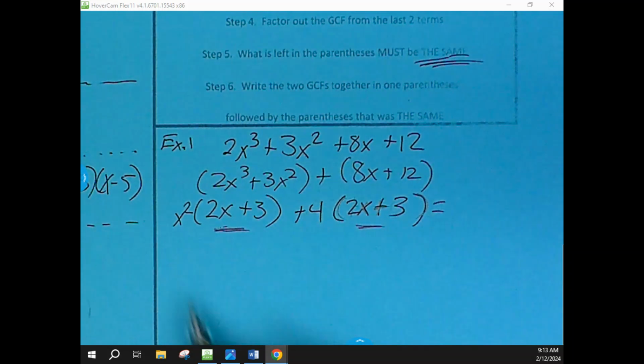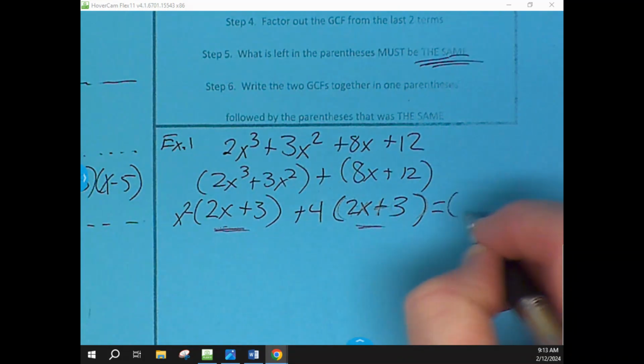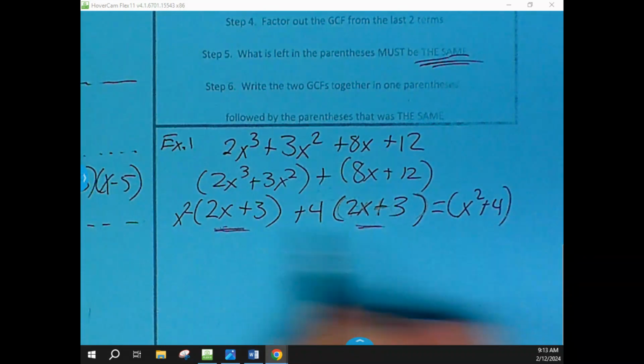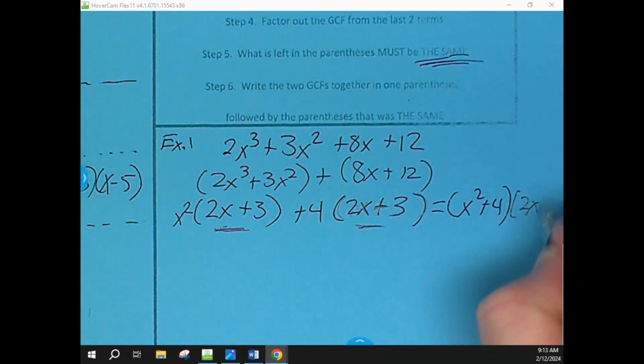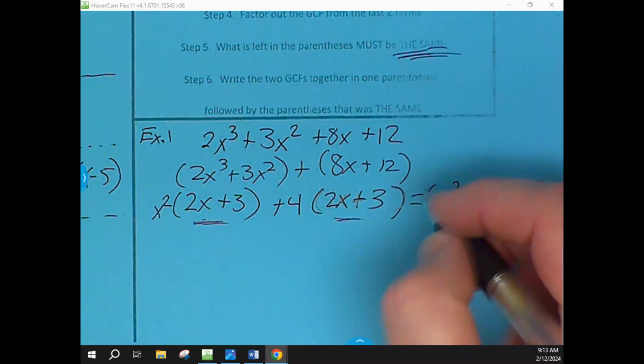All you're going to do is take whatever these first 2 terms were that the greatest common factor you took out. They'll go in one parentheses together. And whatever this last thing was that was the common part here, it will just fall in behind it and be what we've got in common there. Okay, and that is what we're looking for.